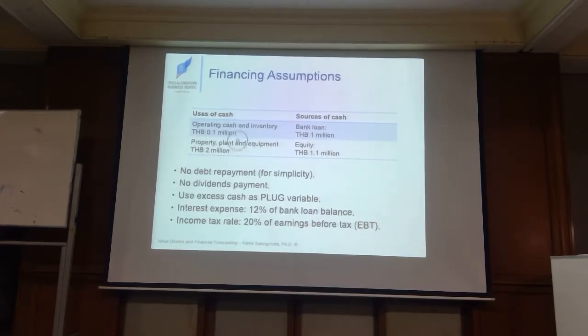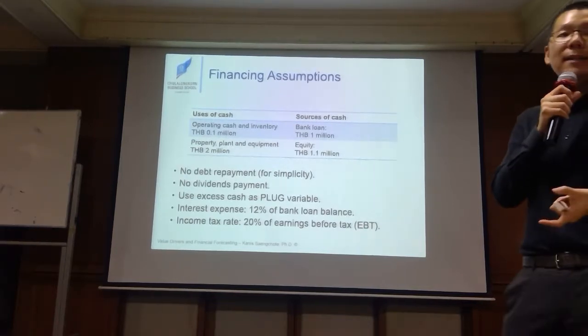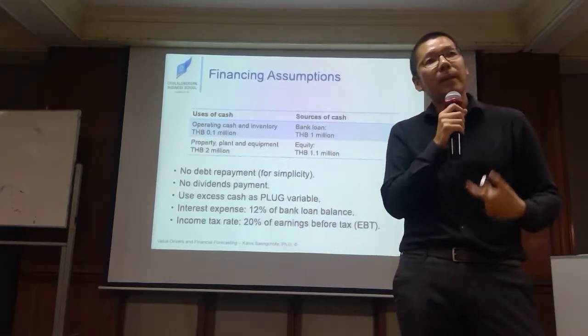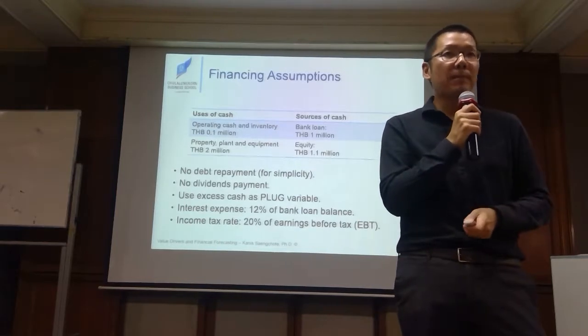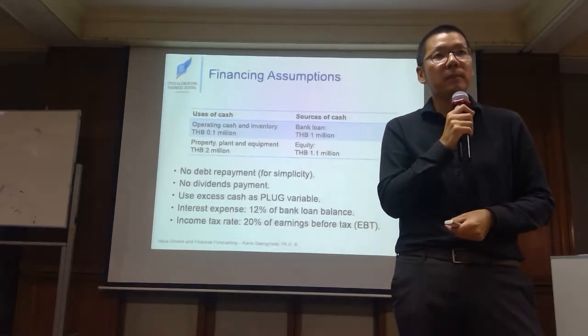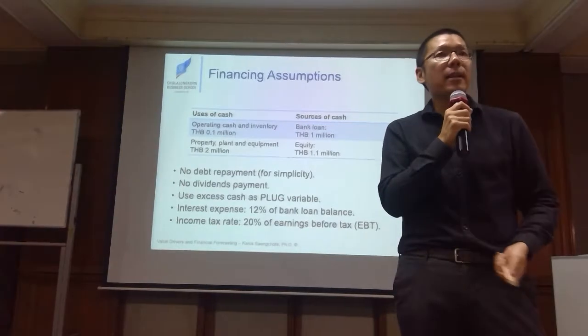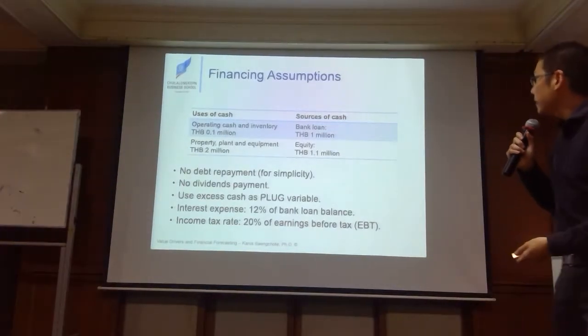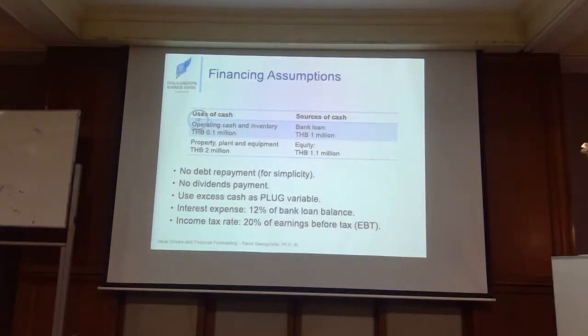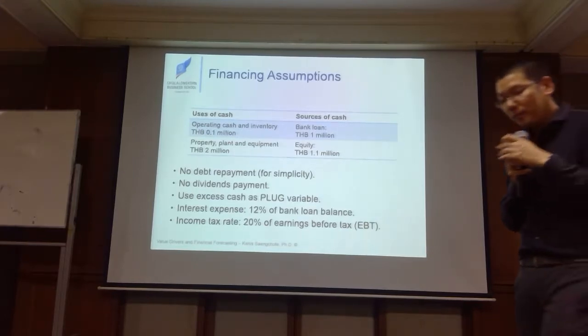So this is our left-hand side, capital requirements. 2 million baht for long-term assets, 0.1 million baht for working capital. I need 2.1 million baht to open this coffee shop. The next question is where I'm going to find the 2.1 million baht. Say I'm going to use 1.1 million baht of my own equity and 1 million baht of bank loan. So 2.1 million baht of capital to be spent in these two components.